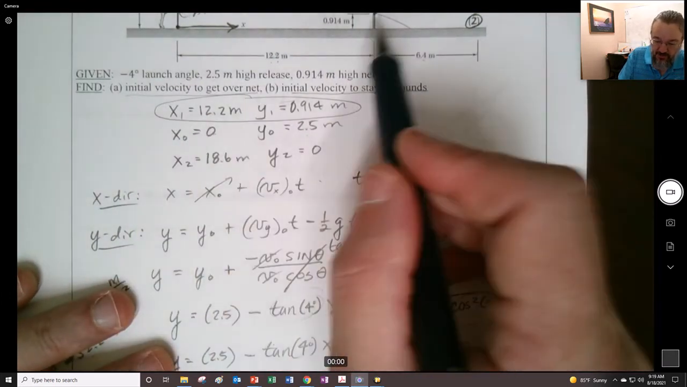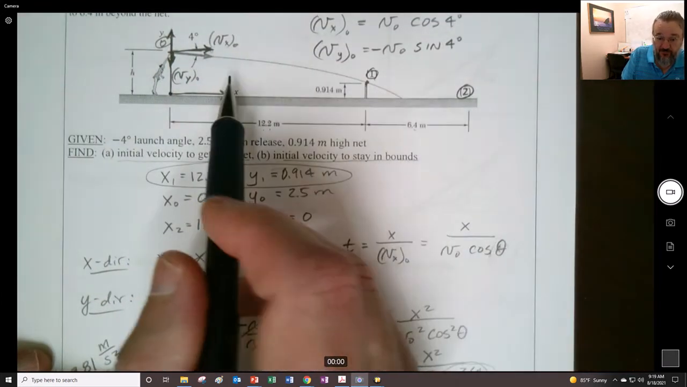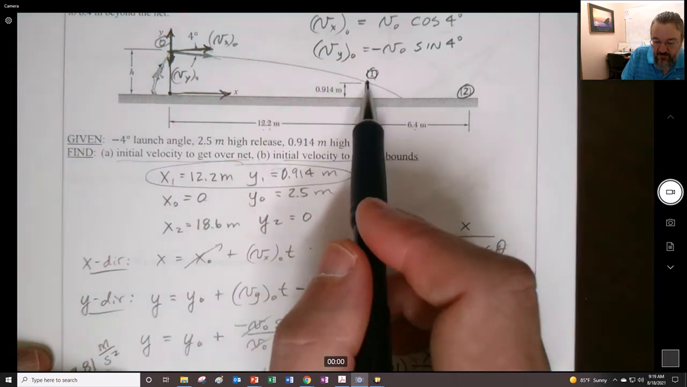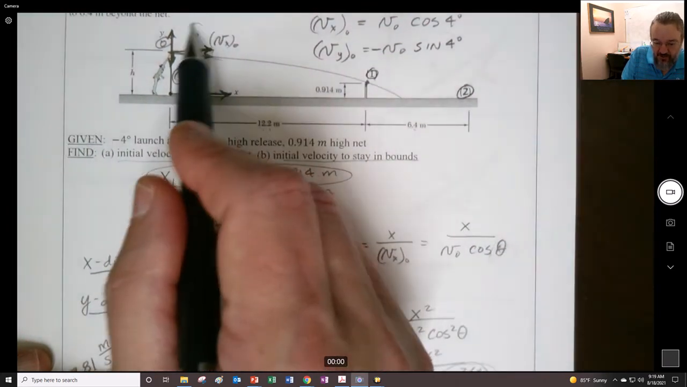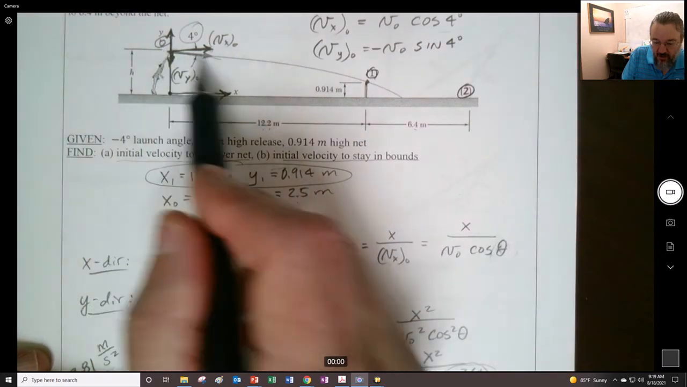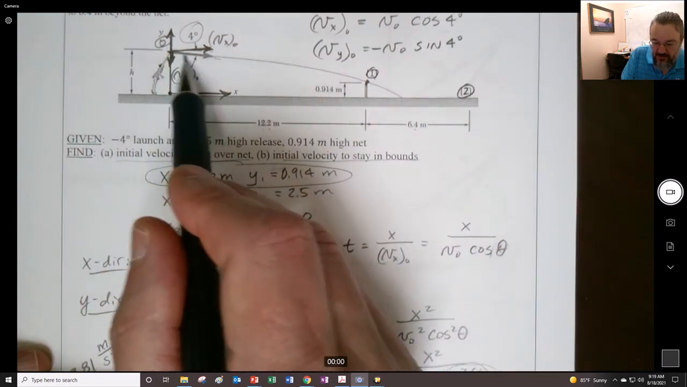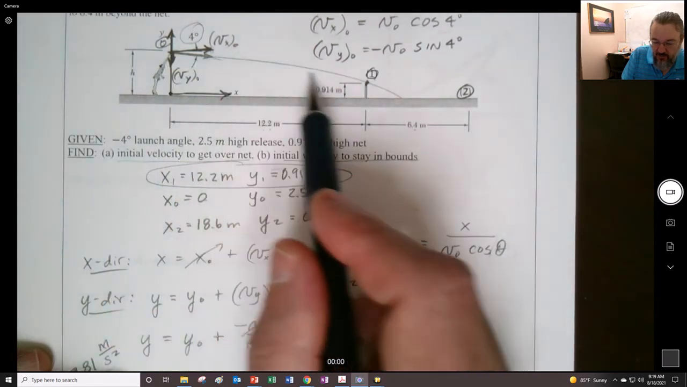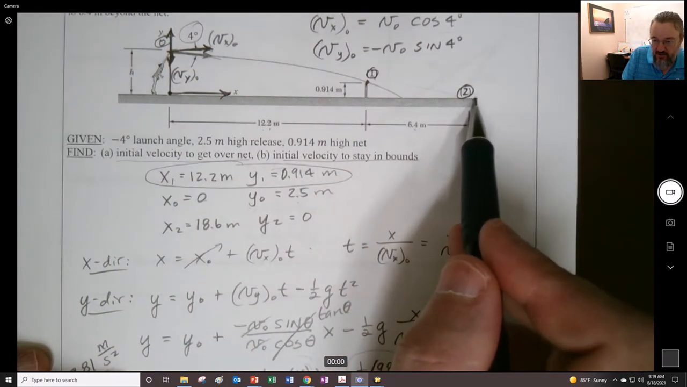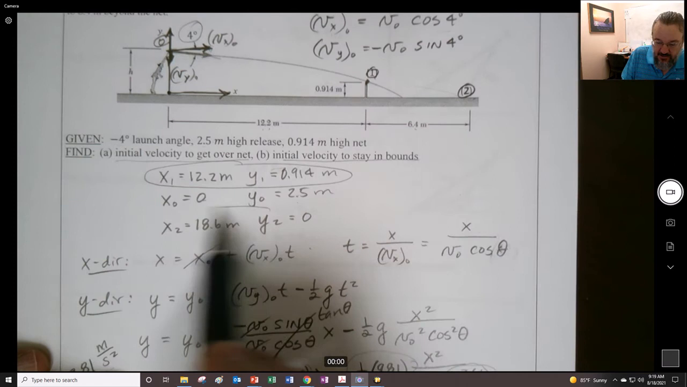We have this point, it has to get right over there. So we find what this value has to be to get it over that, right? Given this angle and this height at the start, we know that this thing has to have a certain magnitude. It's got to make it over there. But also, it can't be so large that it goes out of bounds right there. So that's the second point.